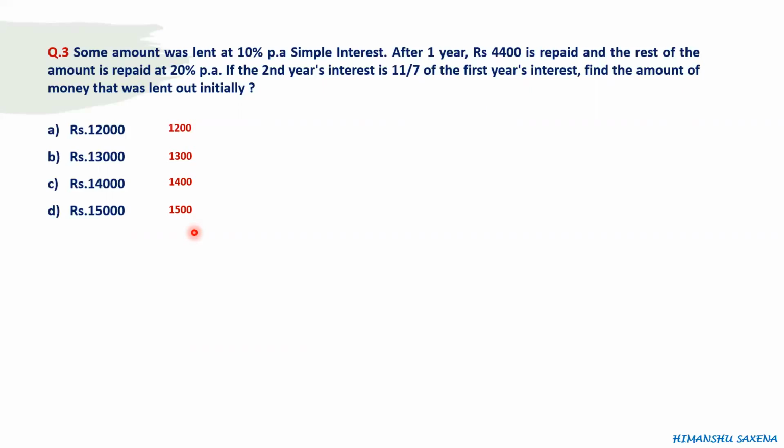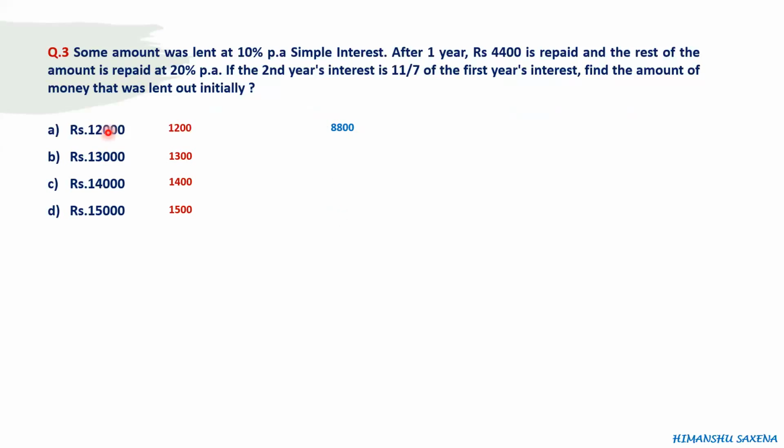Now it is given that after 1 year, 4,400 rupees is repaid. So after 1 year, this is the interest accumulated. So the total amount becomes 12,000 plus 1,200 and you are paying 4,400, which means 12,000 plus 1,200 minus 4,400 is the amount which is left after 1 year, which needs to be paid. So we will calculate 12,000 plus 1,200 minus 4,400, which becomes 8,800. Once you have calculated this first number 8,800, then the remaining numbers are easy to calculate, right?